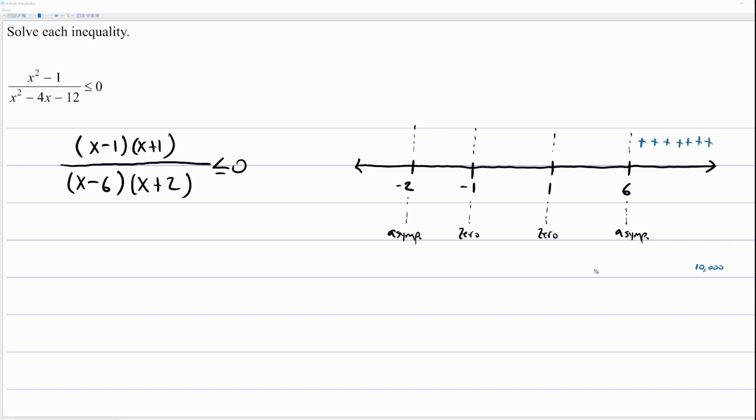These small intervals, unfortunately, you have to pick some sort of a realistic number, so I'll choose 3. So if you plug in 3, 3 minus 1 is positive, 3 plus 1 is positive, 3 minus 6 is negative, 3 plus 2 is positive. So positive, positive, positive, negative, combine all those, and you get a negative value.